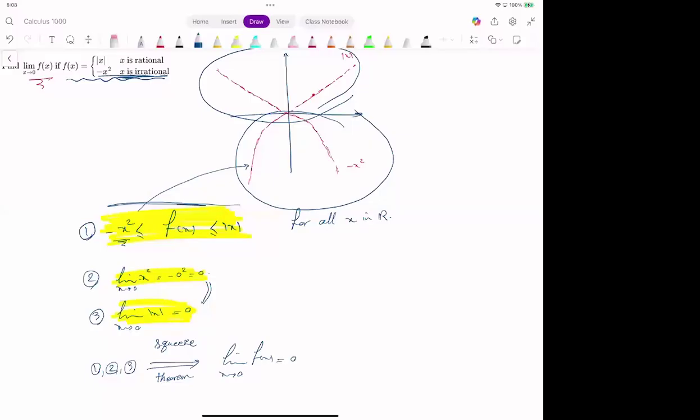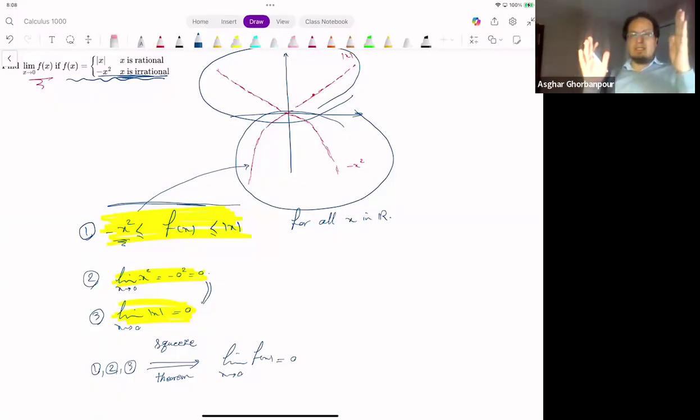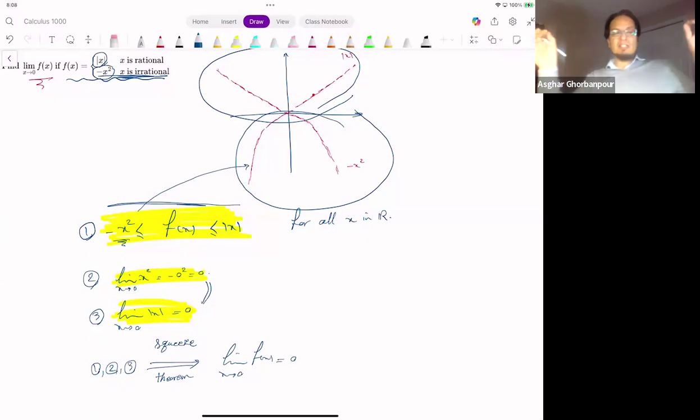I just had a quick question. For part one, why is our function in between those two boundaries? So see, for f of x, either x is a rational number, then f of x will be absolute value of x, or it is an irrational number, it is negative x squared. So there are no other rules than these two.